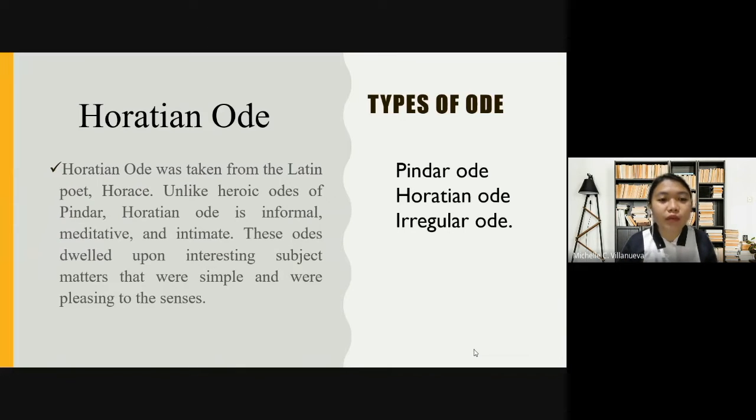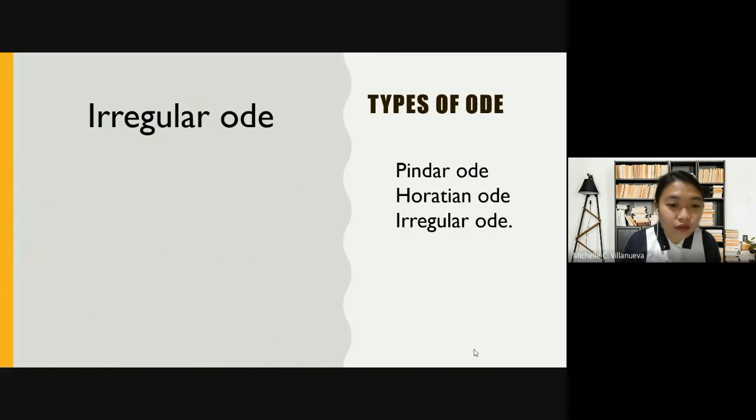If you write using this kind of ode, you need to consider subjects that give interest to the reader. For example, an ode about vaccines or COVID-19, which are relevant and interesting issues right now. Yes, that's good. You can also write about class, about online class, and anything that can arouse the interest of the reader. Okay, let's proceed to the last type of ode, which is called the irregular ode.